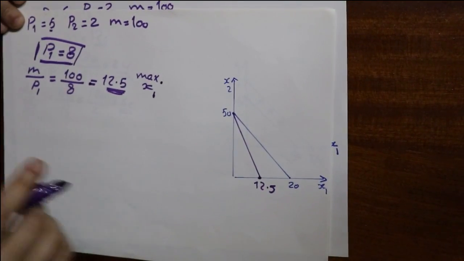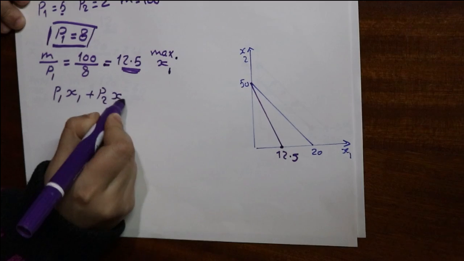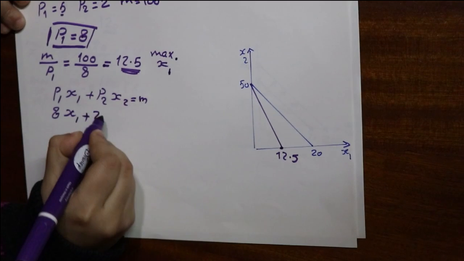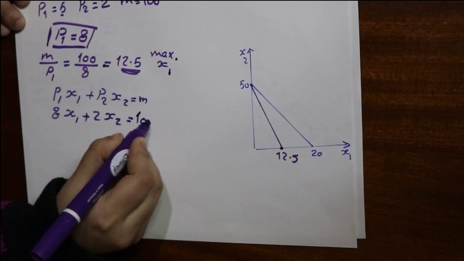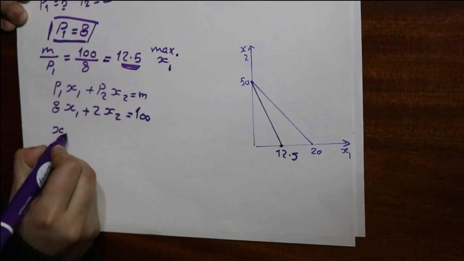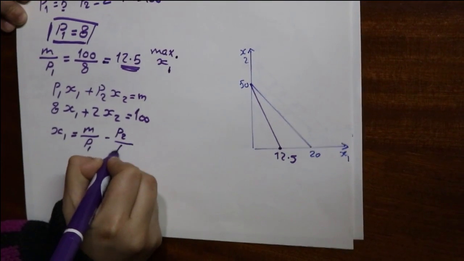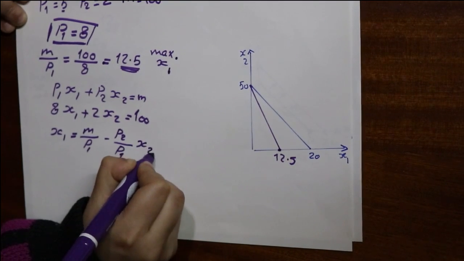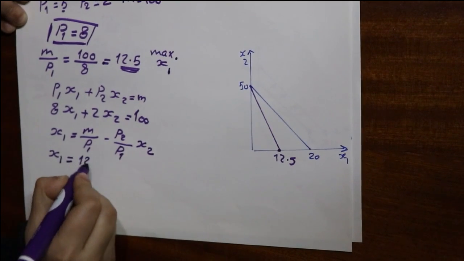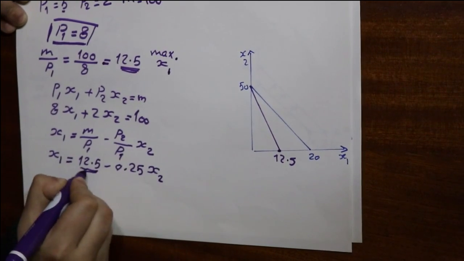I will derive the budget constraint equation, which is b1 x1 plus b2 x2 equals m. With the new price of x1, it is 8 x1 plus 2 x2 equals 100. And I will derive the two budget line equations, which are x1 equals m over b1 minus b2 over b1 x2. And I will get x1 equals 12.5 minus 0.25 x2. 12.5 is the intercept.